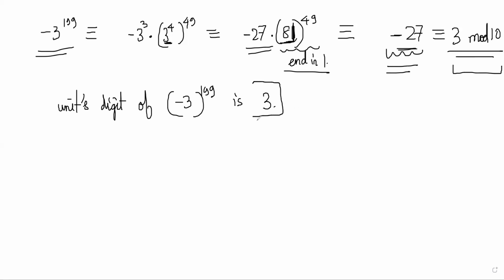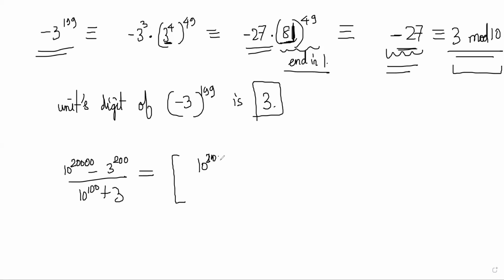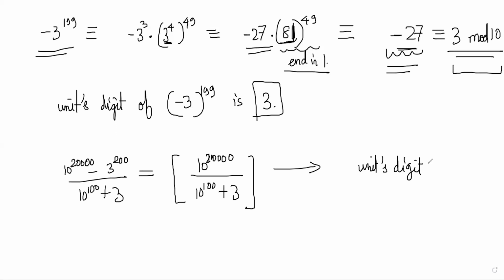So the units digit of this is 3, and we know that that means that the units digit of 10^20000 - 3^200 / (10^100 + 3), which was equal to GIF of 10^20000 / (10^100 + 3), both of them have the same units digit, and the units digit is 3. I hope you understand what we have done here.